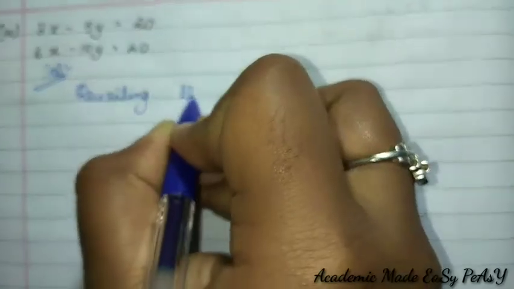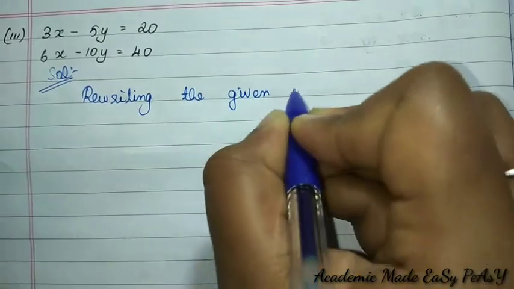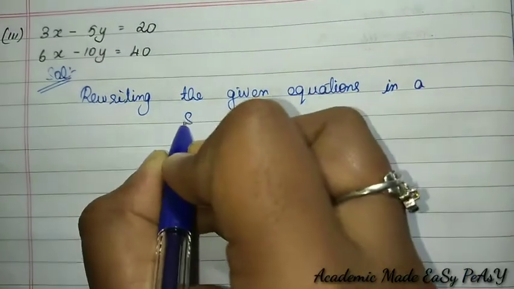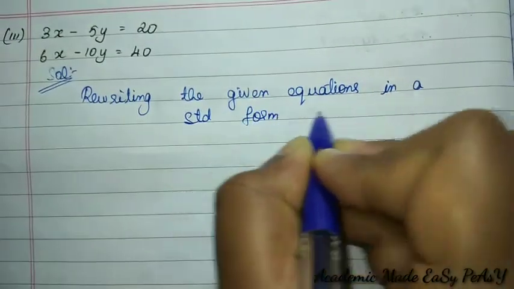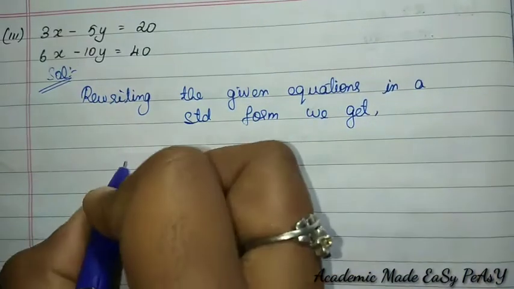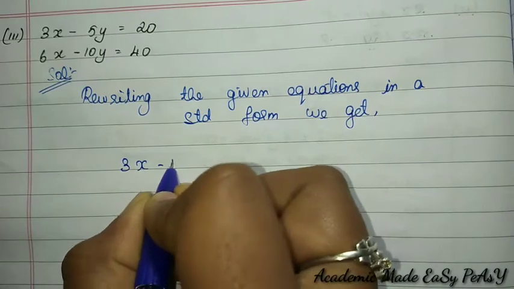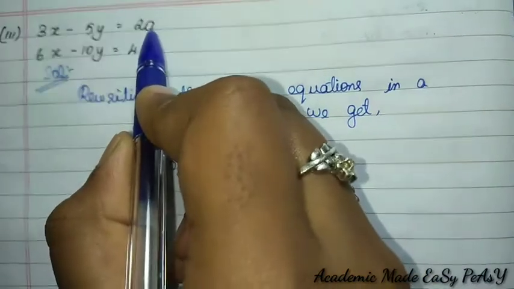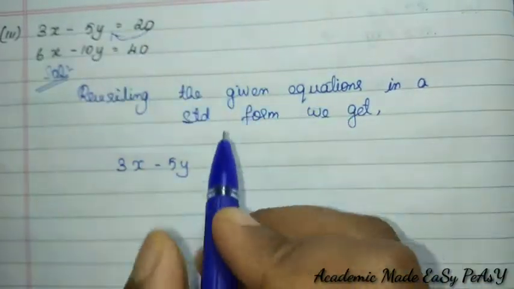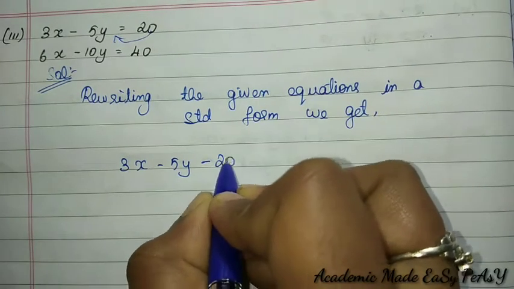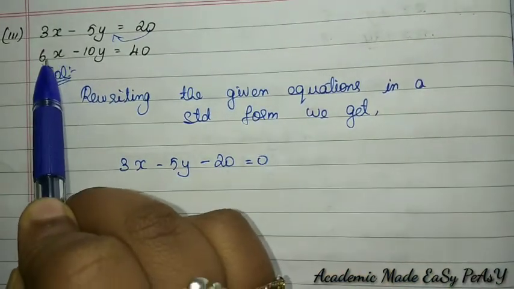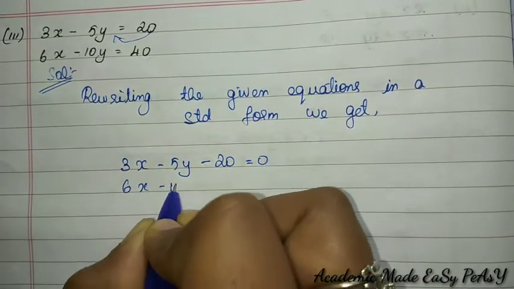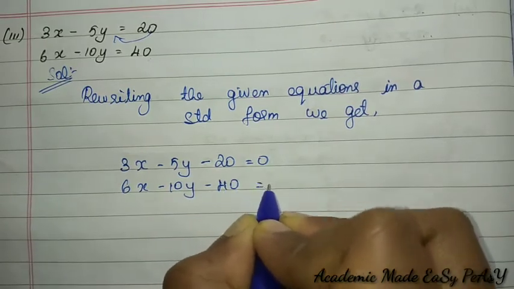Rewriting the given equations in standard form, we get 3x minus 5y. It should be ax plus by plus c, so the 20 will come to this side and it will become minus 20. So 3x minus 5y minus 20 is equal to 0. Next, here it becomes 6x minus 10y minus 40 is equal to 0.